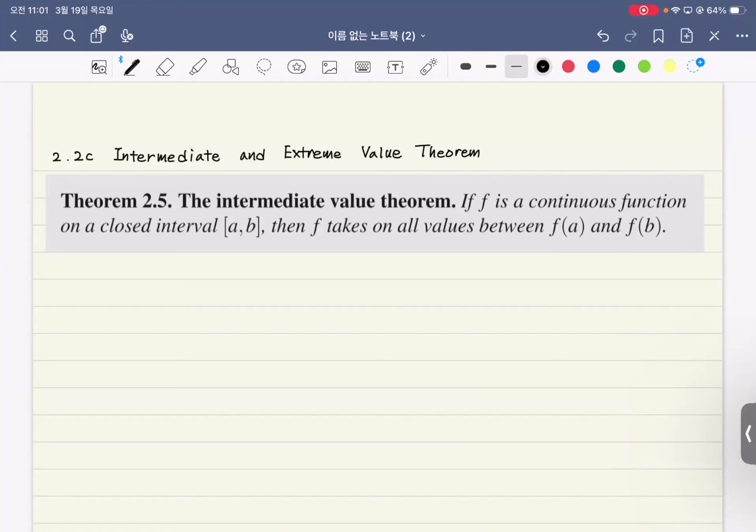Suppose we have a continuous function, and this function is defined on some closed and bounded interval [a, b]. Then f takes on all values between f(a) and f(b). So this is the intermediate value theorem. Sounds very obvious.